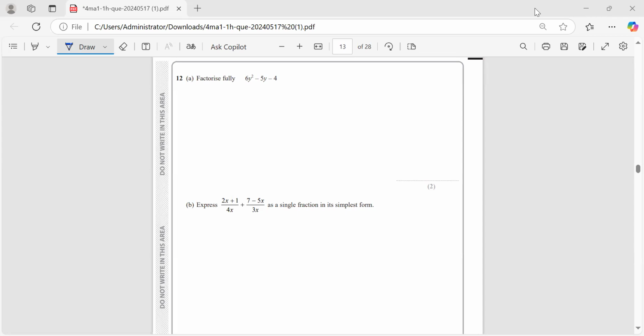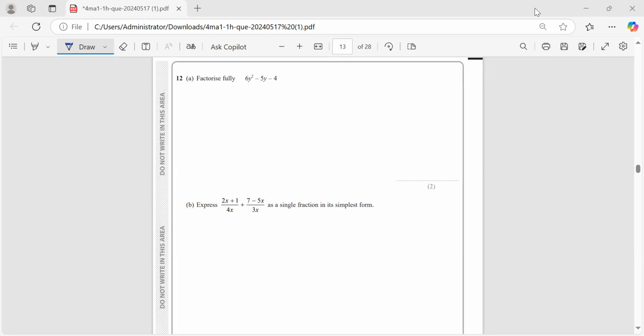Okay, question number 12. All right. So on question number 12, part A says factorize fully 6y squared minus 5y minus 4.